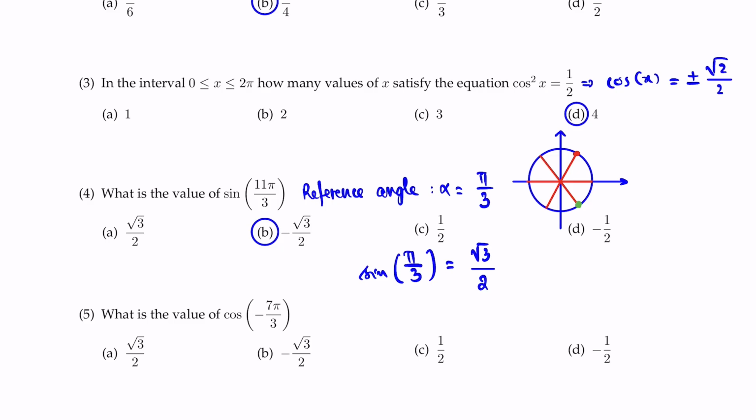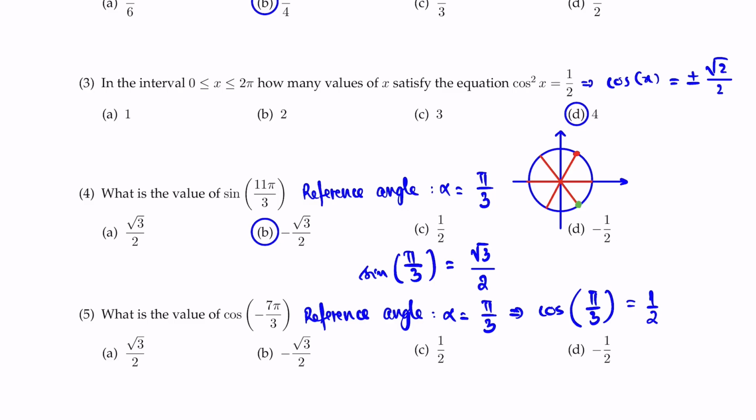Now you're going to do the same thing for cosine of negative 7 pi over 3. The reference angle here is alpha equal to pi over 3. Therefore, cosine of pi over 3 should be equal to 1/2. All right, so you start 1 pi over 3 at a time. So 1 pi over 3, 2 pi over 3, 3 pi over 3, 4 pi over 3.